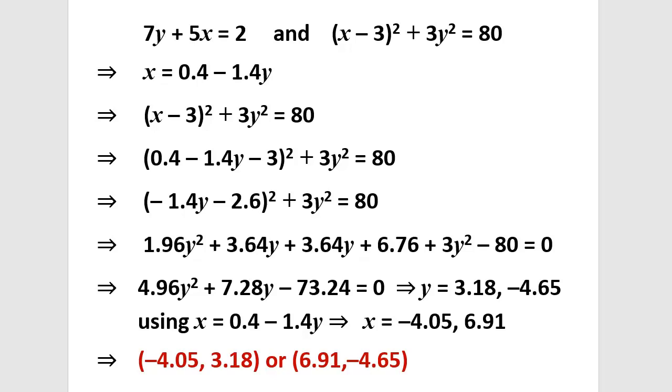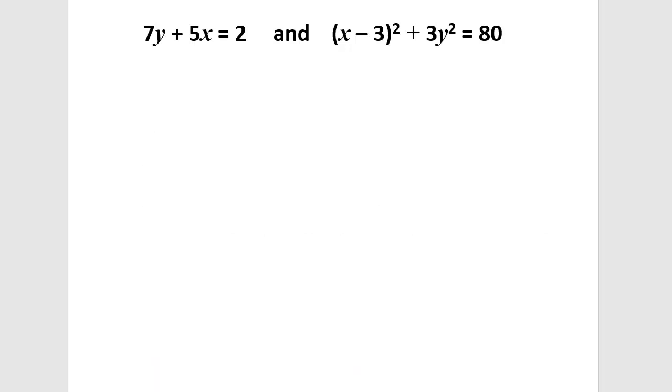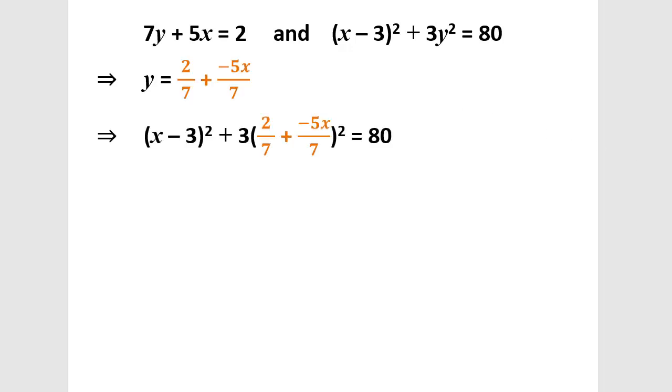Let's try it the other way around though, see how that works. So we're going to write y in terms of x. Now we have a problem because 7 doesn't divide in as a nice round number, and as we'll see, this actually makes this way much more difficult. Still, we'll persevere. So that's y in terms of x, and we substitute in y into the ellipse. Then we are very, very careful about expanding that bracket and then multiplying it by 3.